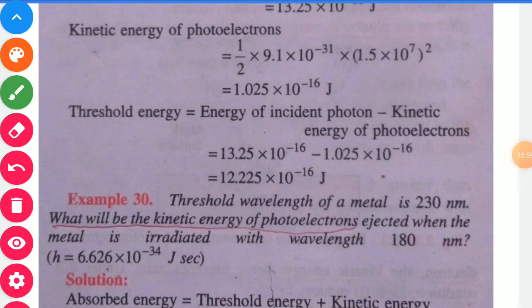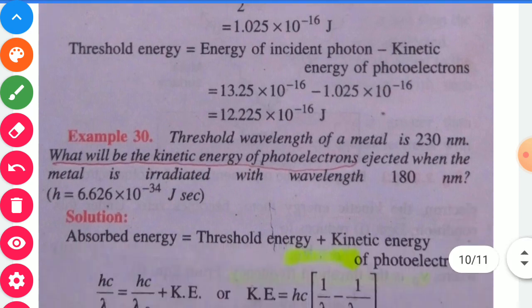Threshold wavelength of a metal is 230 nanometer. What will be the kinetic energy of photoelectrons ejected when the metal is irradiated with wavelength 180 nanometer? Planck constant value given 6.626 into 10 power minus 34 joule second. In this question, we have to find out what will be the kinetic energy of photoelectron. And in the question, threshold wavelength is given, right, 230 nanometer. So we may solve this question.